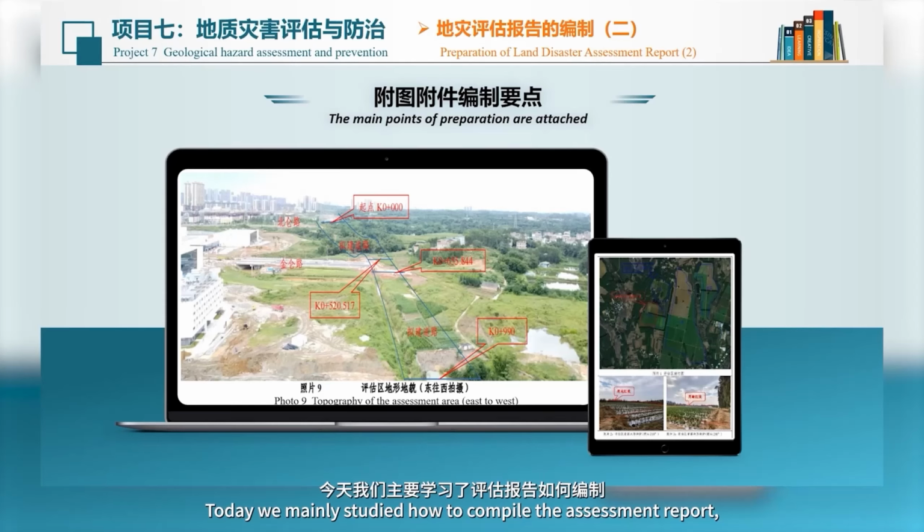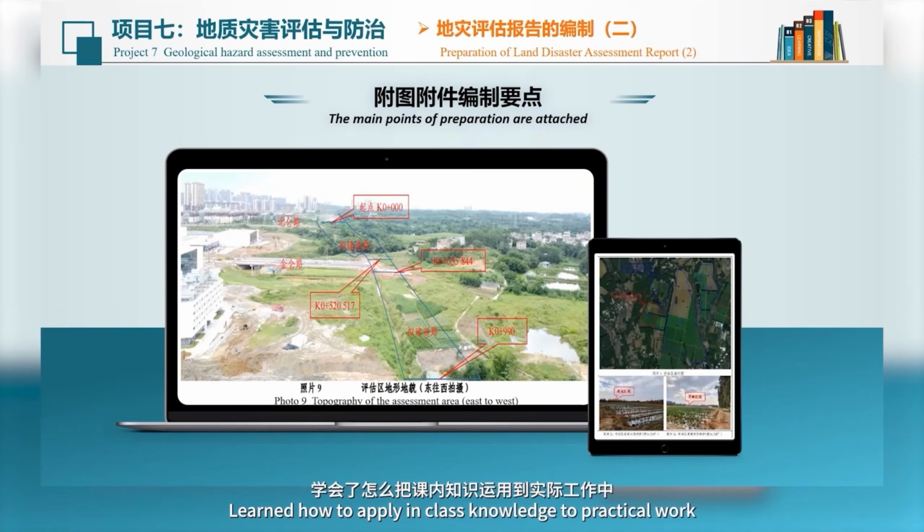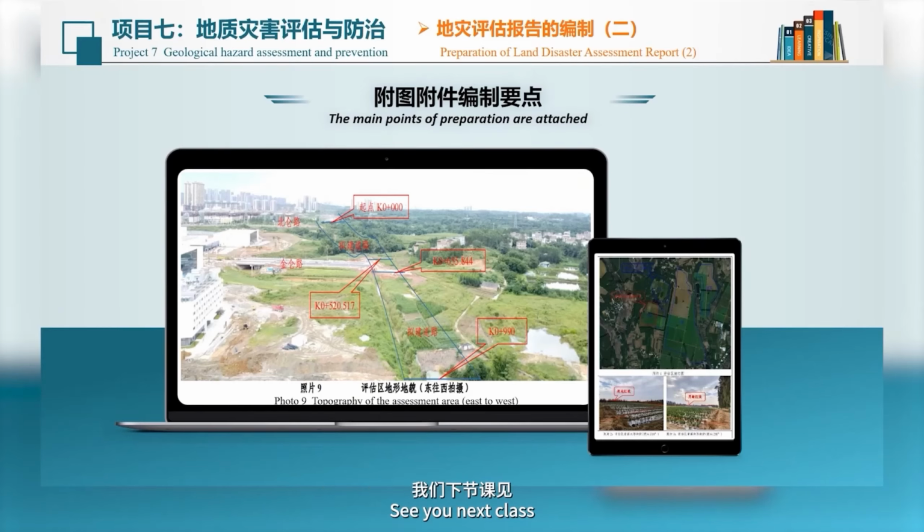Today, we mainly studied how to compile the assessment report, learned how to apply in-class knowledge to practical work. See you next class.